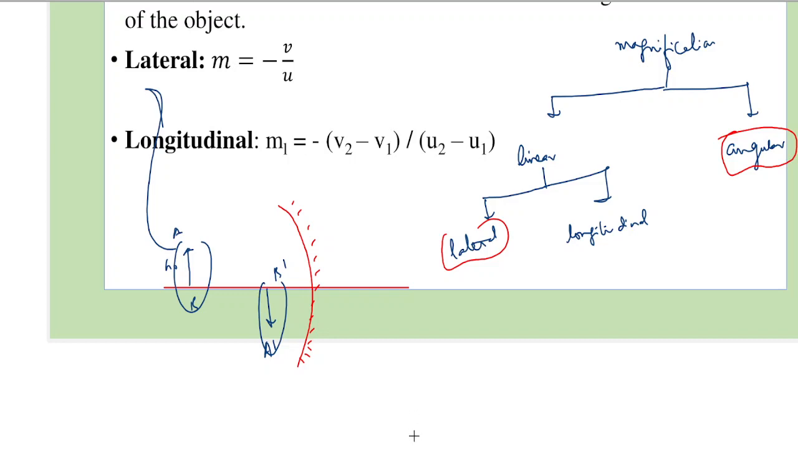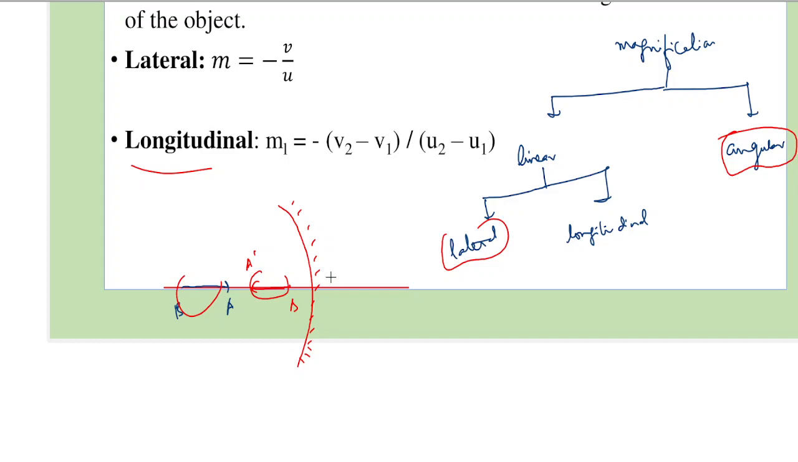Instead of being placed like this, imagine that an object is placed along the principal axis. Based on where it is placed, we may get different positions. For example, imagine we get it something like this. This is point A dash, this is point B dash. The ratio of this length to this length is called longitudinal magnification. To obtain that, consider the distance from this point to the pole as u1 and from point B to the pole as u2.